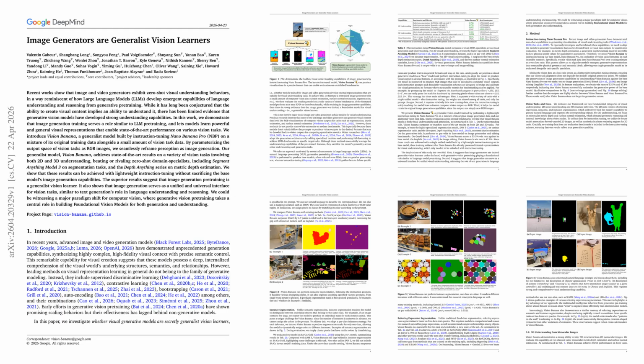Let's explore the third paper. Image generators are generalist vision learners. It argues that large-scale image generation pre-training already learns transferable visual representations and demonstrates it by instruction tuning Nano Banana Pro into Vision Banana with a small amount of vision task data while keeping the original generative mixture. The key technique is to recast perception as image generation.